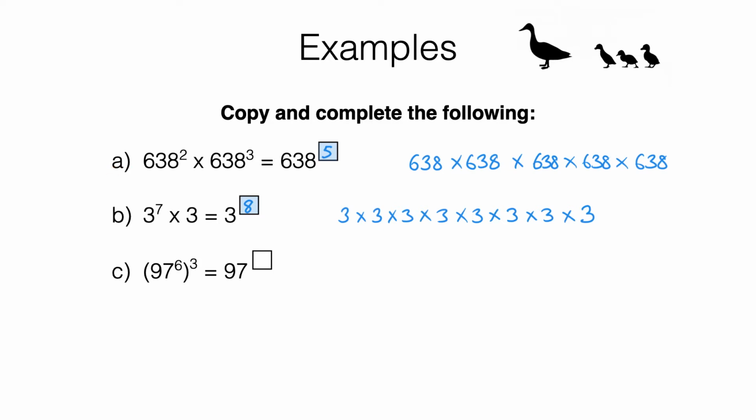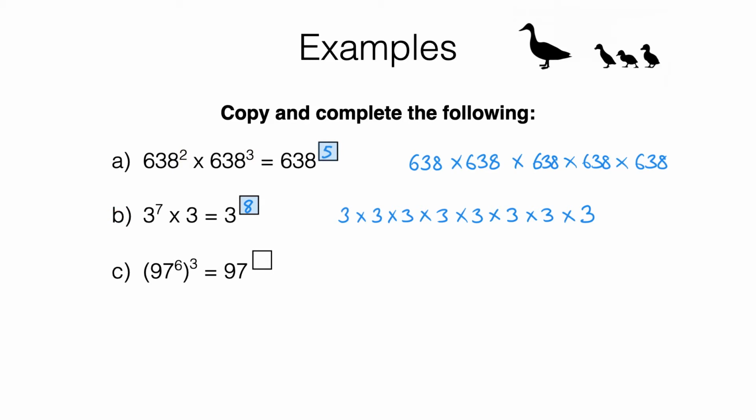In both question A and B, we're multiplying two powers, and in each question we have the same base. In question A, we have 638, and in question B, we have 3. When you multiply two powers with the same base, then your product will be a power with the same base, and the index will be the sum of these indices. What I'm saying is, to work out this 5, all we had to do was 2 plus 3.